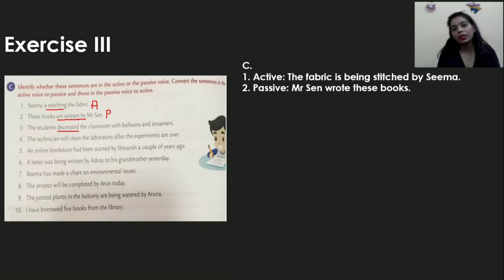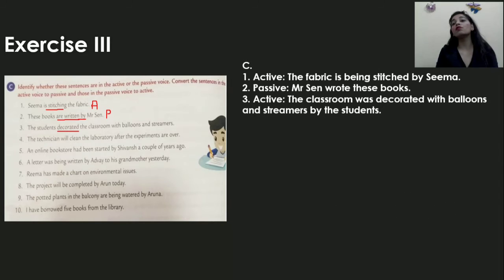The classroom with balloons and streamers. So how will we start the sentence? What will be the object here? The object will start from the classroom. The classroom was decorated with balloons and streamers by the students. And yeah, I forgot to tell that this is also an active sentence, active voice. I mean to say that.